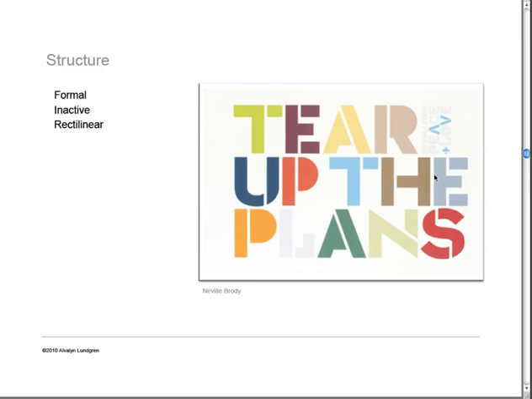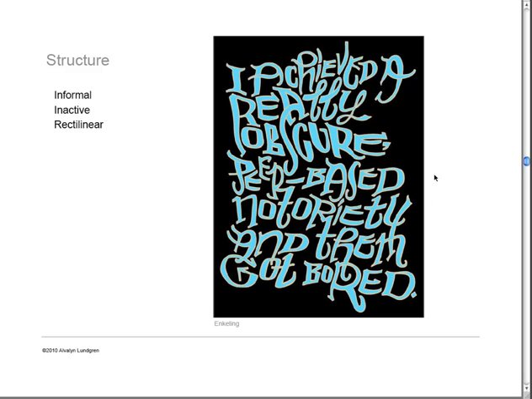So we look at this piece, the structure is inactive, it's formal, and the overall design is rectangular, rectilinear. Definitely in this hand-drawn type, the structure is informal. It's kind of going all over the place. It looks really spontaneous. There's a lot of liveliness to it. We can't see those structural lines, but you can see that there is a lot of irregularity and fluidity to the baseline of the type. And it's also a rectangular or rectilinear composition.